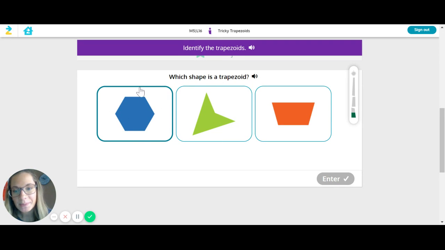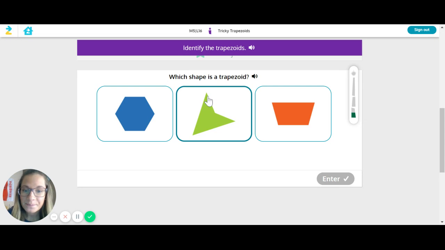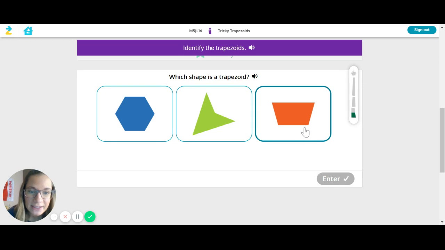This is not a trapezoid because this has more than four sides. This one does have four sides, but if I'm looking, these two sides will eventually intersect, and these sides right here would do the same as well. So over here, you have at least one side that's parallel. If you look here, the top of the shape and the bottom, those are two straight lines that go like this. That's parallel sides.